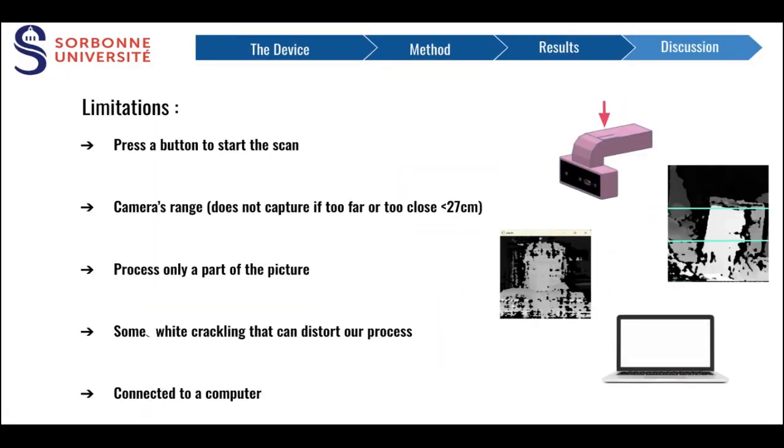Although our device is operational, there are still limitations. In fact, you have to press a button to start the scan, so you don't have real-time information. The camera range does not capture correctly if the object is too far or too close, as the depth image is not clear. We also only process the middle part of the image, so we need to take multiple captures to vertically reconstruct the path in front of us.